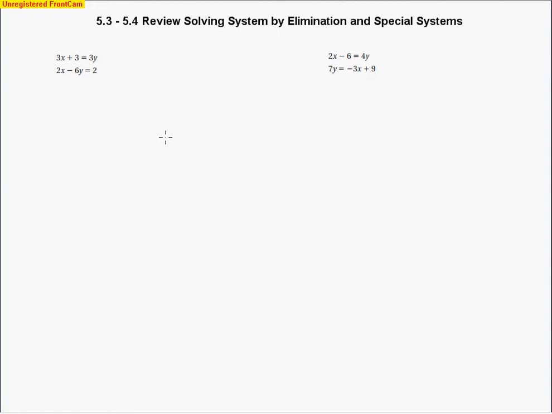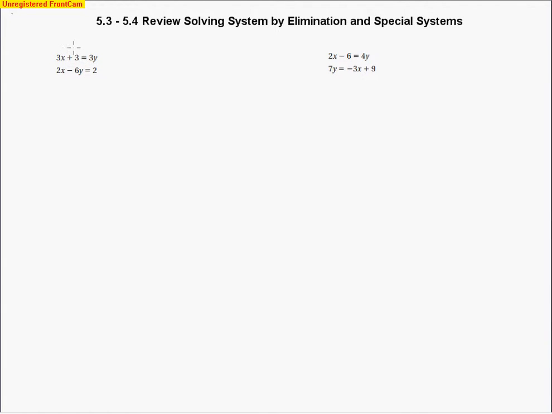This is the tutorial for Chapter 5, Section 3 and Chapter 5, Section 4, reviewing solving systems by elimination and also some special systems. So let's take a look at our first problem here. We have a system of equations, but notice the x's and the y's are not lined up with the constants, but the equal signs are.